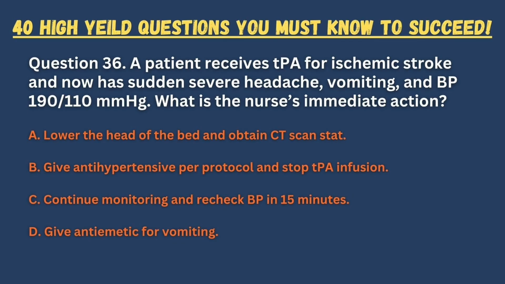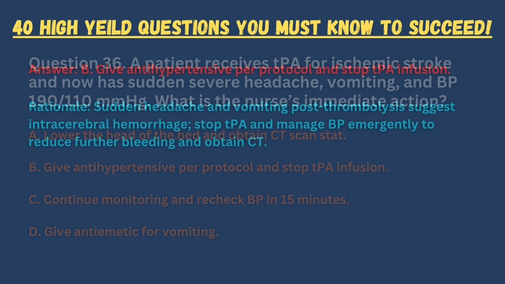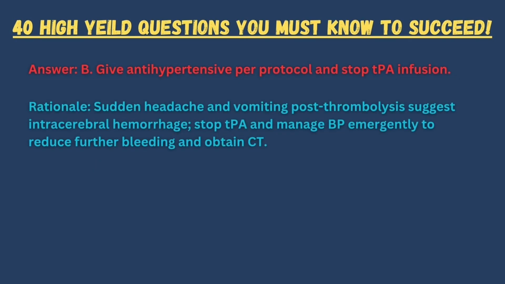C. Continue monitoring and recheck BP in 15 minutes. D. Give antiemetic for vomiting. Answer. B. Give antihypertensive per protocol and stop TPA infusion. Rationale. Sudden headache and vomiting post-thrombolysis suggest intracerebral hemorrhage. Stop TPA and manage BP emergently to reduce further bleeding and obtain CT.